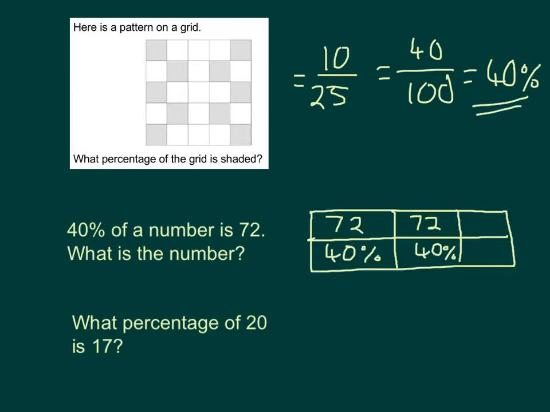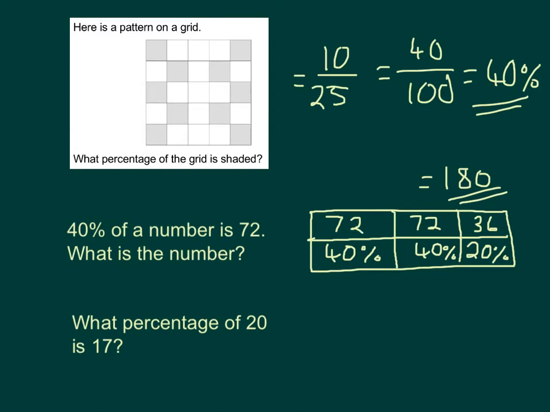Now, if 40% of a number is 72, another 40% of the number must be another 72, so that's 80% of the number. I just need to work out what 20% of the number is. 20% of the number must be 36, half of 40%. So the whole number, when I add all that up, must be 180.